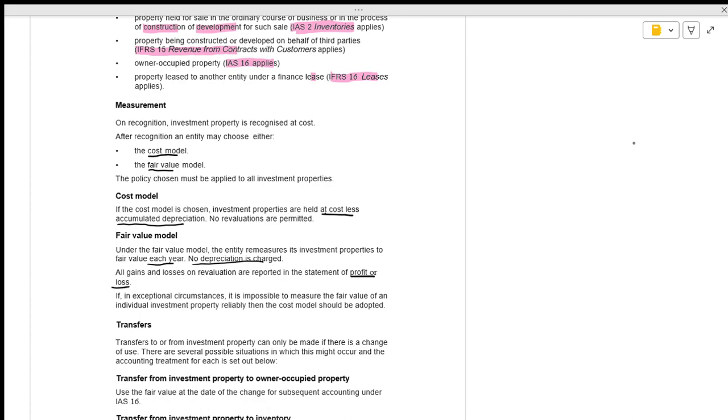In exceptional cases, if it is impossible to have a fair value, then the cost model should be adopted. First, it has to be valued each year. There should not be any depreciation. Any change should be treated through the statement of profit and loss. And if it is very difficult, then you have to use the cost model.